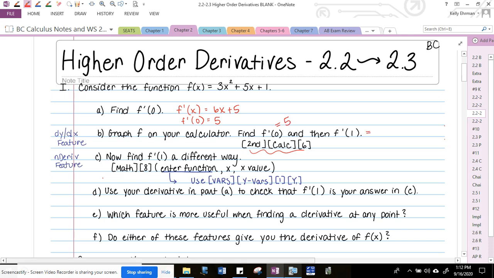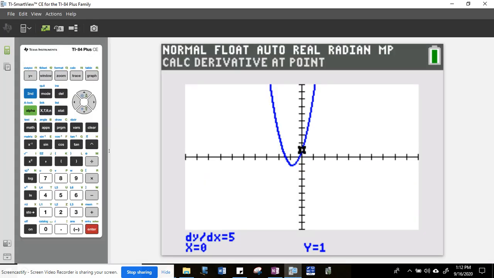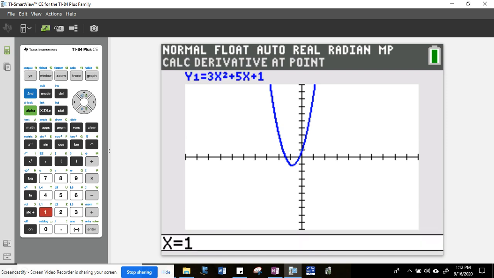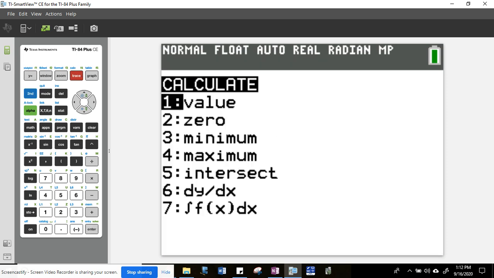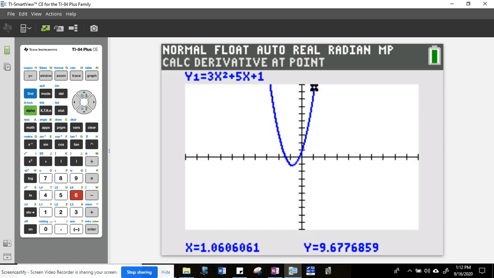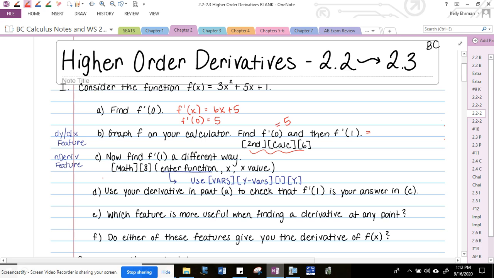F prime of 1, do the same thing. I don't think you can just, well, let's see, can I just, no. I tried to just type in 1 again, but no. Find dy dx at 1, and it tells you that's 11. So we can find that on our calculator.